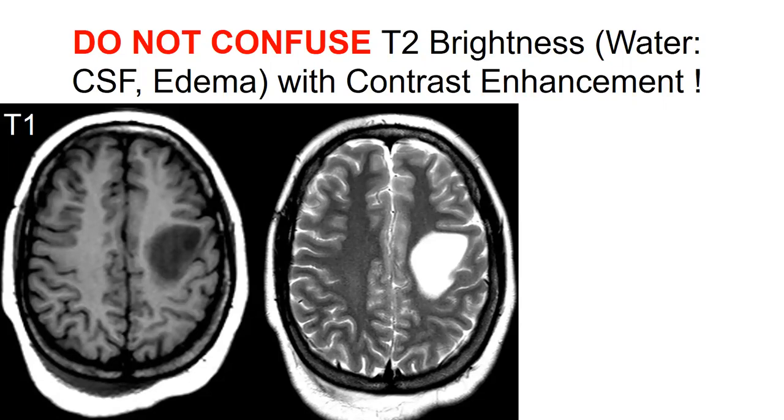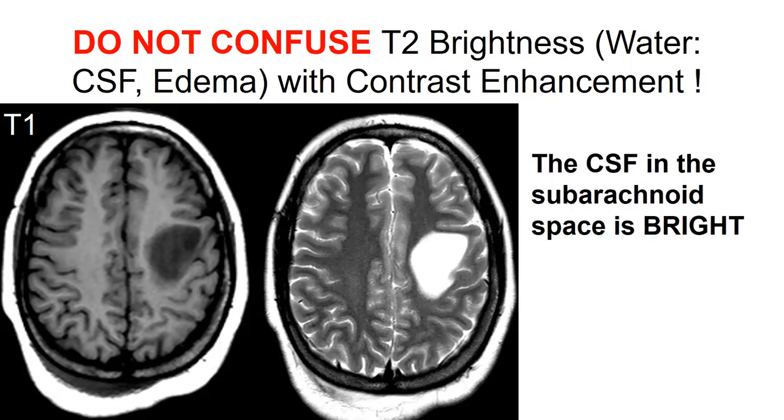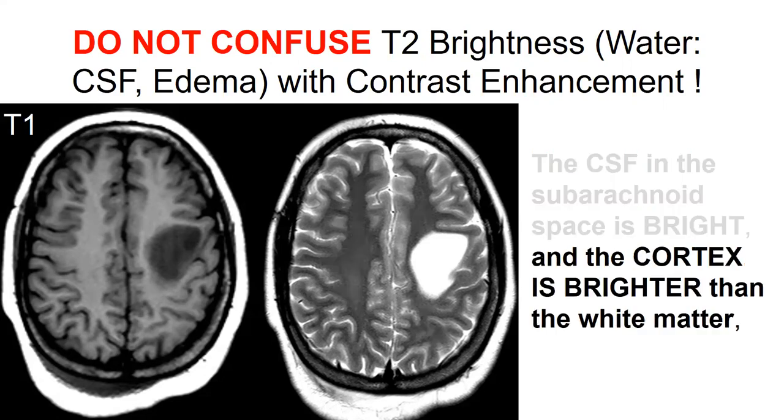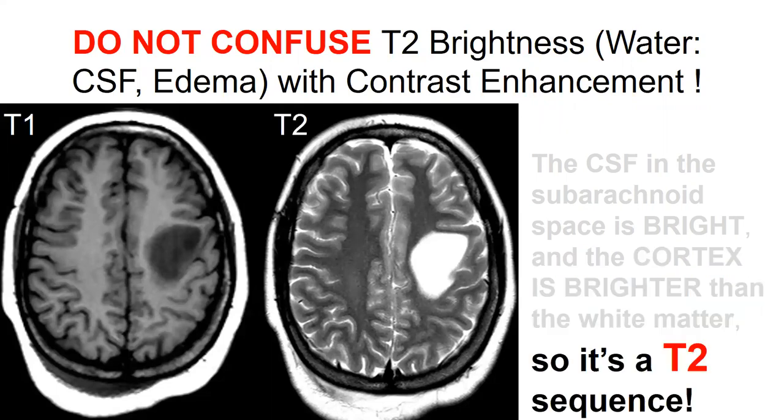It's certainly bright, white, hyperintense. The CSF in the subarachnoid space is bright. It's the brightest thing that you see. All right, look up here. Everyone see the CSF? All right, it's bright, okay? And the cortex, the cortical ribbon, is brighter than the white matter. Therefore, this is a T2 sequence.